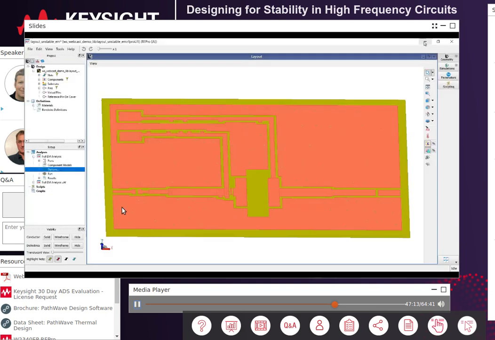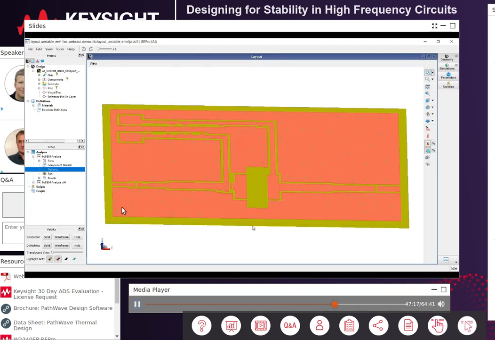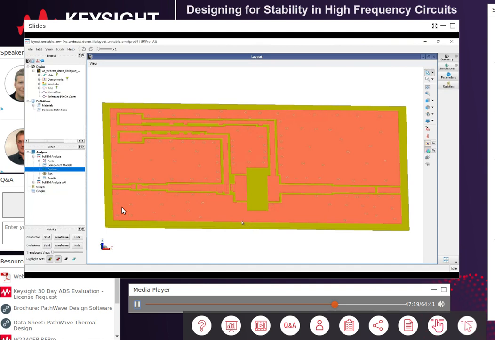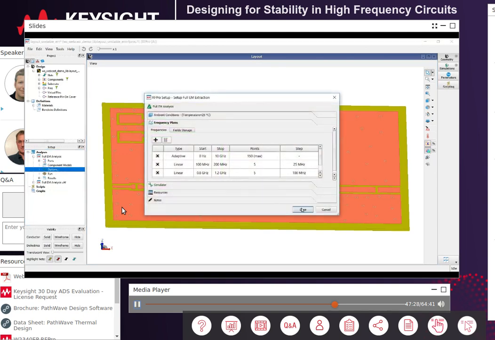So let's look at the physical layout. I've got this loaded into our Pathway VM tool. This is called RF Pro. And if you have an experienced eye for high frequency design, you might start to see some potential feedback loops appear in this. So I ran an electromagnetic simulation of the layout. I did that from 0 to 10 gigahertz.